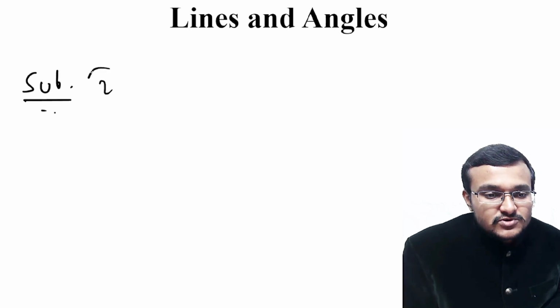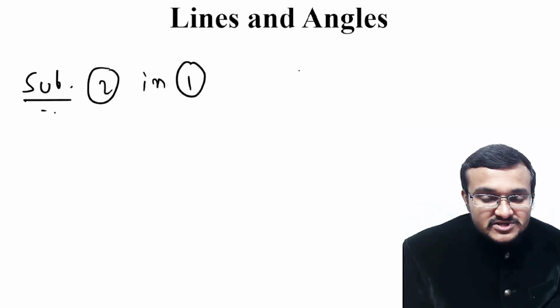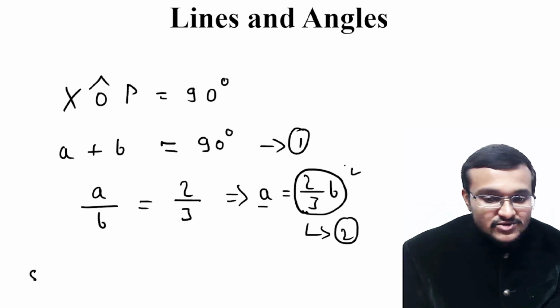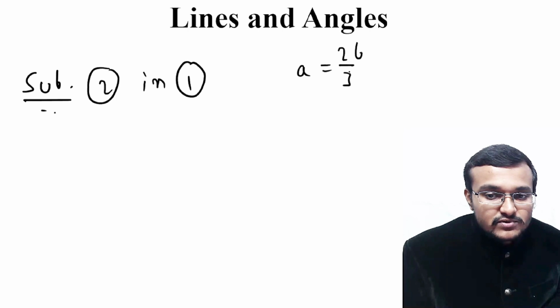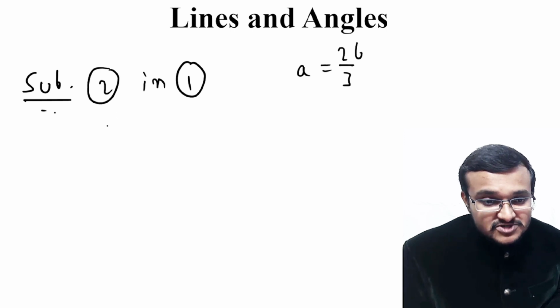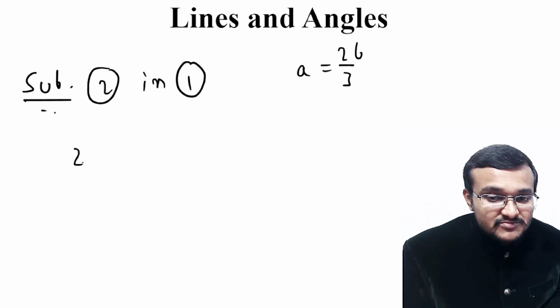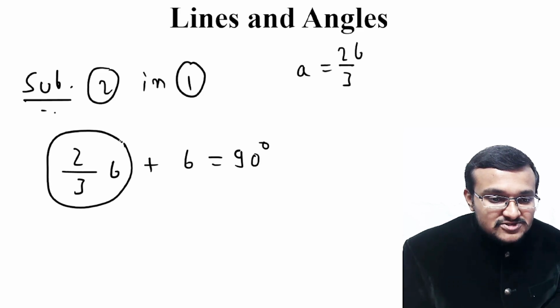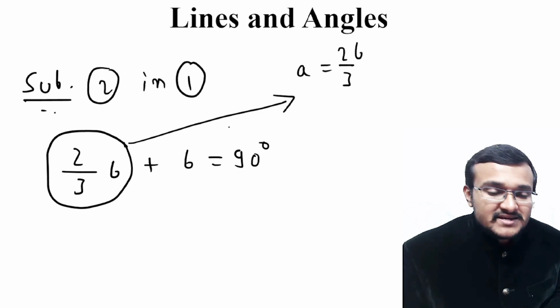So now we will substitute equation 2 in equation 1. So what is equation 2? In equation 2 we have A is equal to 2 by 3 B, or it is 2B by 3. So now A is equal to 2 by 3 B. So what is equation 1? In equation 1 we have A plus B is equal to 90 degree. So now we are substituting equation 2 in equation 1. So in the place of A you can write 2 by 3 B plus B is equal to 90 degree.